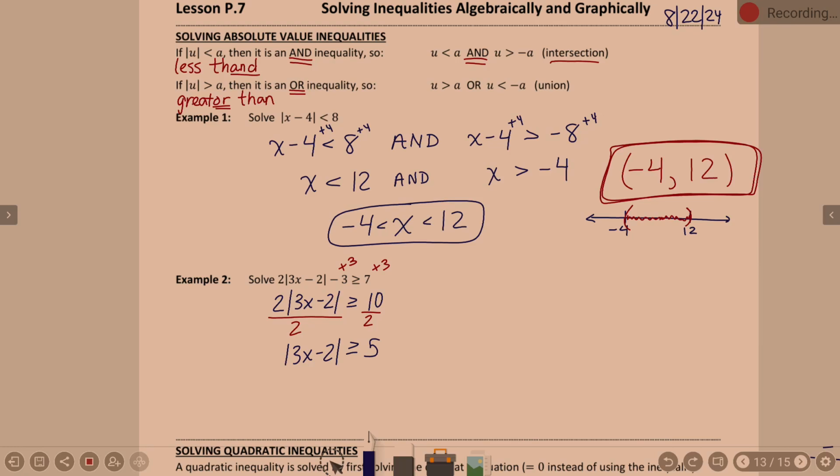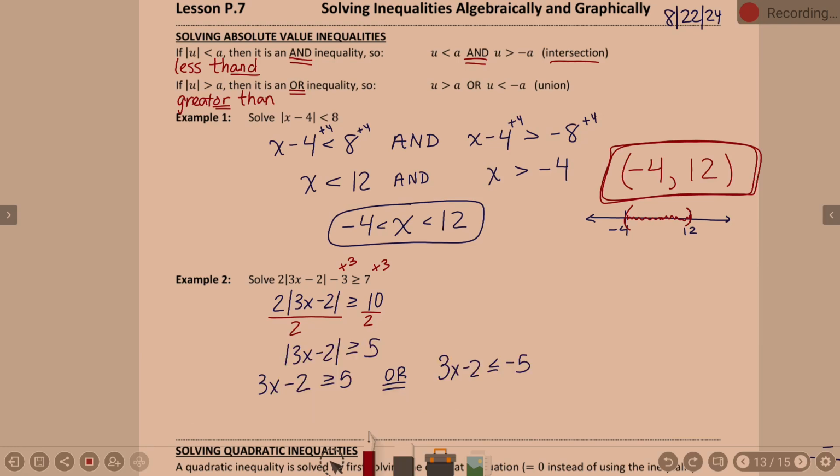Once you have your absolute value by itself, now you can set up 2. The first one, as is. Just drop the absolute value. So 3x minus 2 greater than or equal to 5. I just said greater than, so we're using the word or. The second one? 3x minus 2. Still 3x minus 2, but greater than becomes less than, so less than or equal to. Positive 5 becomes negative 5. And you have the two inequalities to solve.